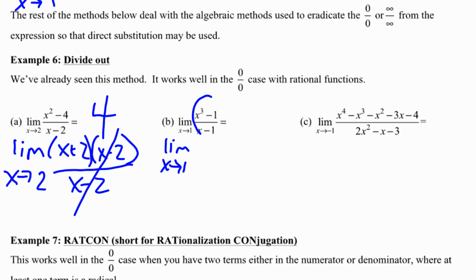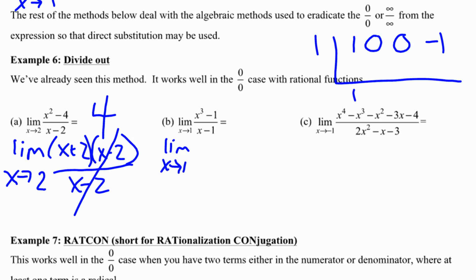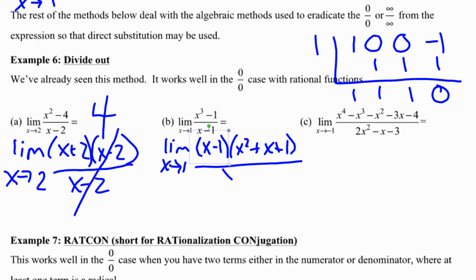So we're going to divide these. So we have 1 x cubed, 0x squared, 0x, negative 1. We're dividing by x minus 1, so 1 into that. 1, 1, 1. Wow, okay, so that was tough. So when you factor that, you're going to get x minus 1, and then you're going to get x squared plus x plus 1 over x minus 1. We're able to cross those out, and now plug it in. 1 plus 1 plus 1, 3.